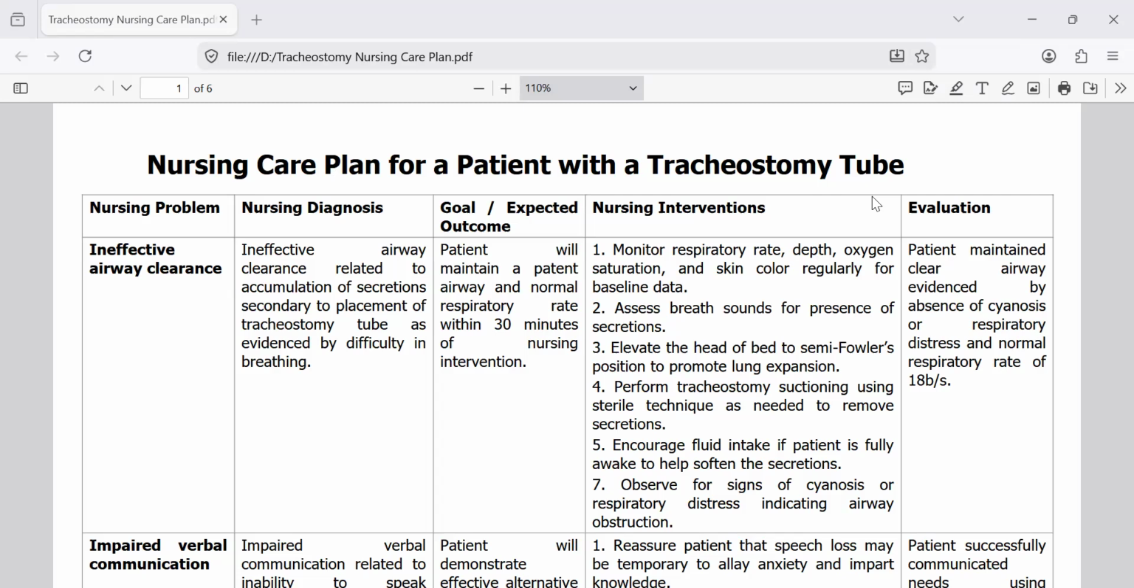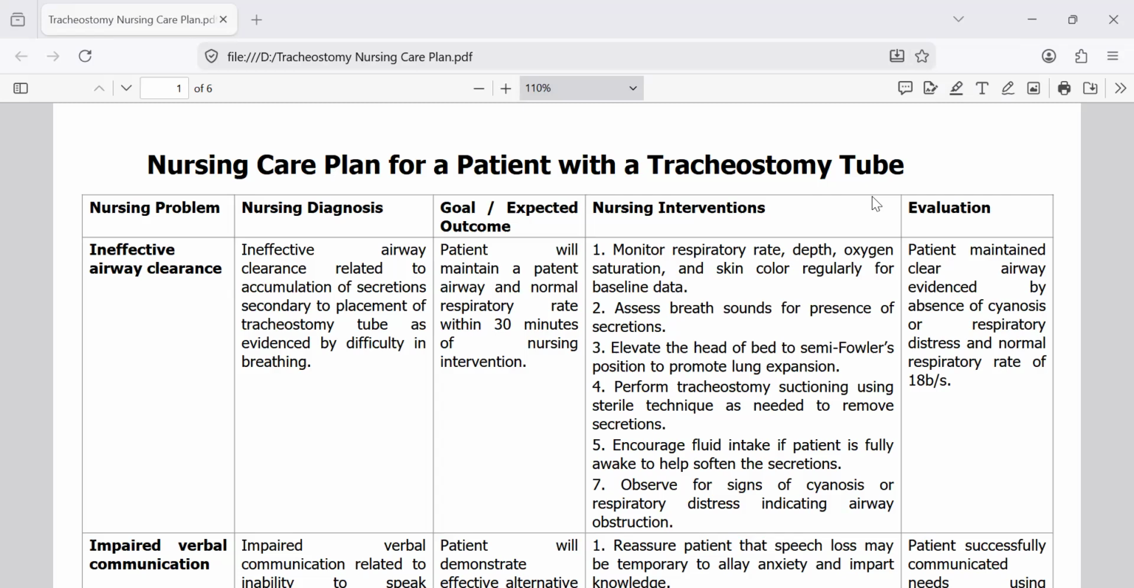Number 2, I'll assess the breathing sounds for presence of secretions. So you might find that because of presence of secretions in the airway, the patient's breathing sounds will be forceful, as if the air is passing through an area that has an obstruction. Number 3, elevate the head of the patient to semi-Fowler's position to promote lung expansion. So that is a clear point where we're simply saying put the patient in a semi-Fowler's position as long as they are unconscious rather.